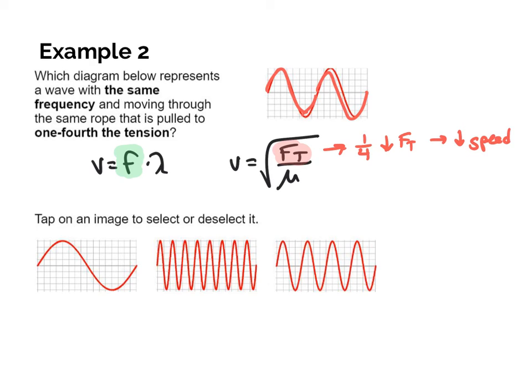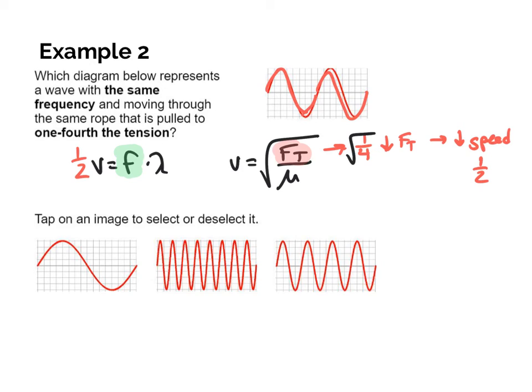Okay? Now, what does that mean? Well, if the tension is being decreased by 1/4, the speed is going to decrease by the square root of 1/4. Now, just think of that as the square root of 4. The square root of 4 is going to be 1/2, which means that my speed is going to be half as fast. Now, we're going to relate this to which of these three diagrams would represent that.